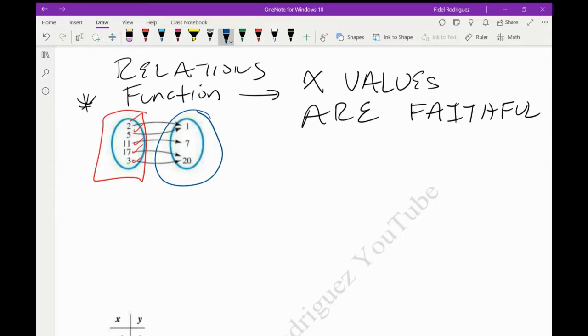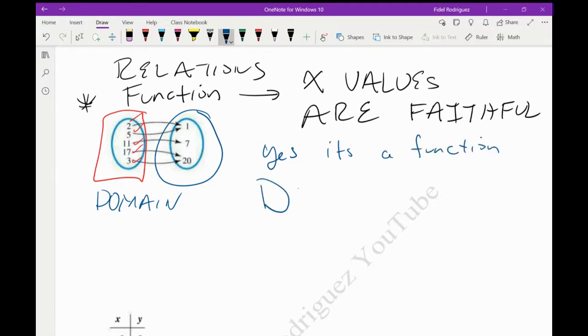But the people in the domain are going to be faithful. Okay, they can't be hooking up with anybody more than one, right? And so it's asking us if it's a function. So we're going to say yes, it's a function. And then it's going to ask us for what's the domain, okay?